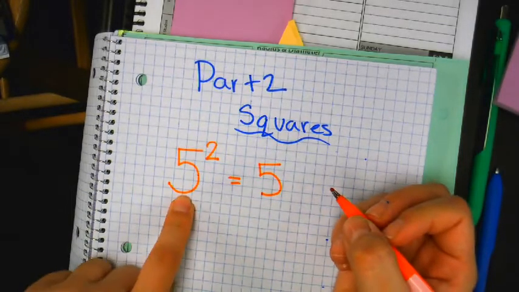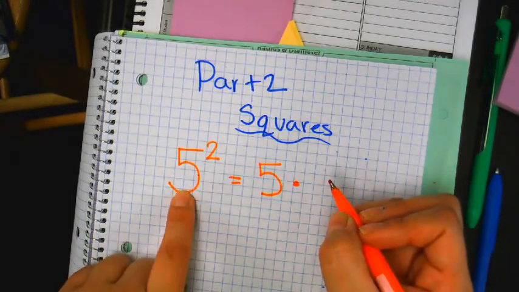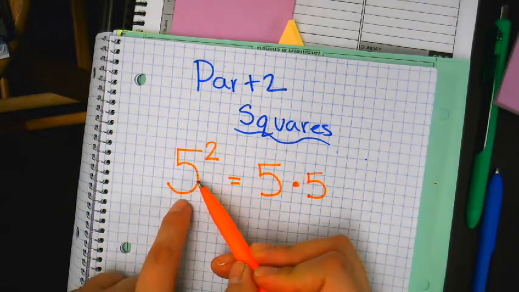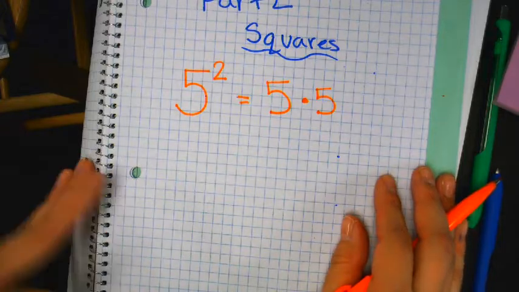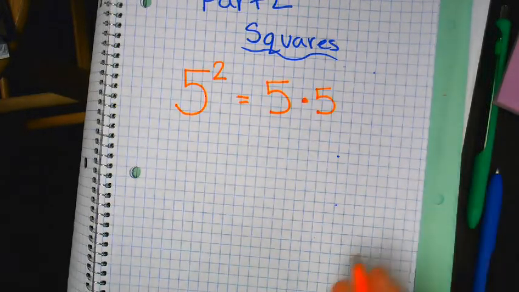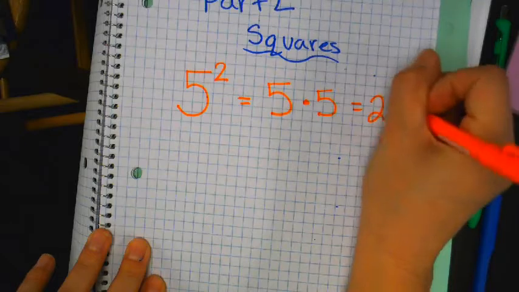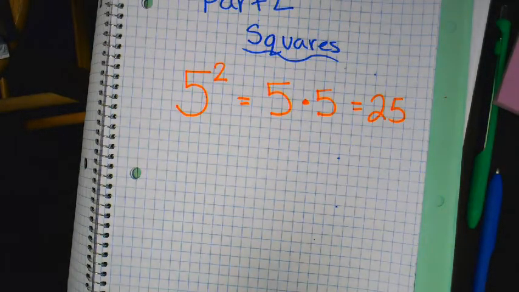This number, repeat it 2 times. This tells the 5 to repeat itself 2 times. And then, if you need to, type it in. But if you know it, you know it. 5 times 5? 25. We did this back when we did order of operations.